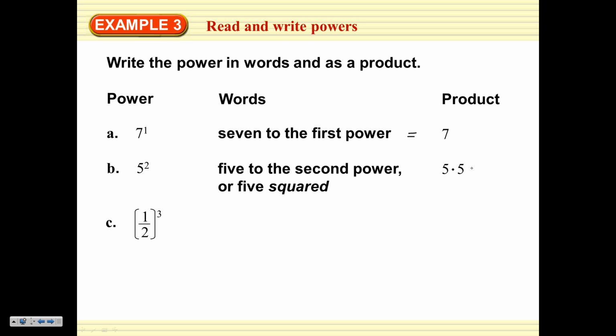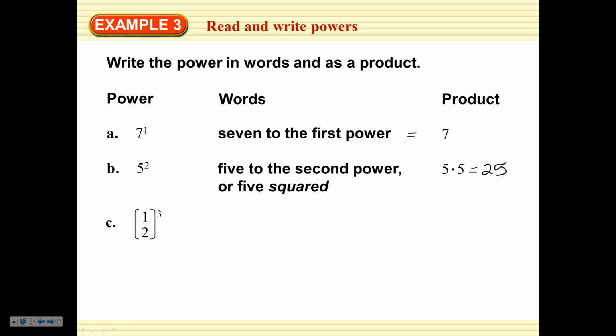Oh, that's just the product, which equals 25. 5 squared is 5 times 5, which equals 25. All right, a fraction can also be to a power. Our base is 1/2. The whole entire fraction is raised to the third power.